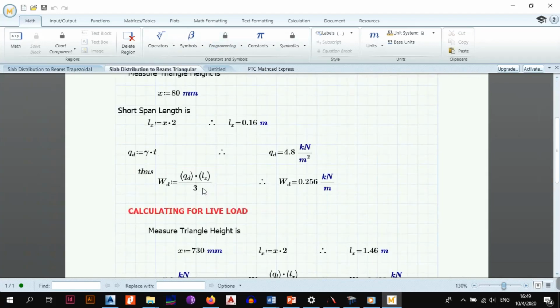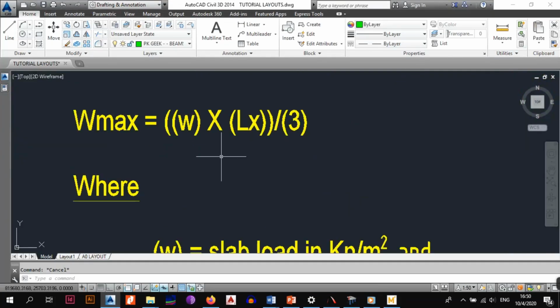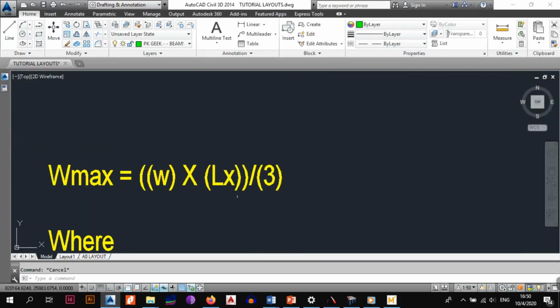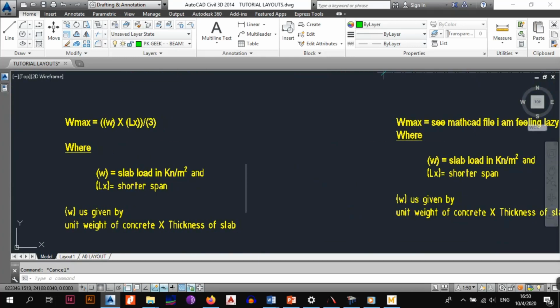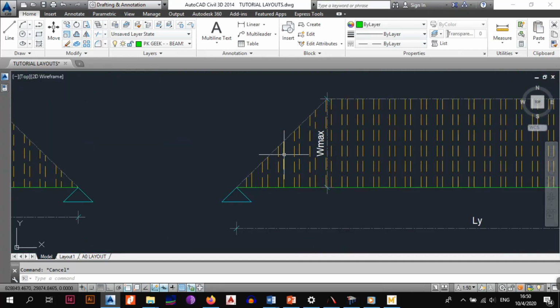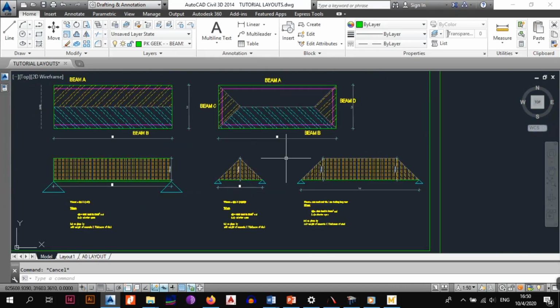Now for triangular loads, it is quite simple. It's just the slab load multiplied by the shorter span divided by 3, which is WD = QD multiplied by Lx over 3. If you go back to AutoCAD, that is what I was trying to represent with this little formula. So it's good to always know this formula so that you're able to calculate W max. That is the most important thing. We need to find out what W max is.